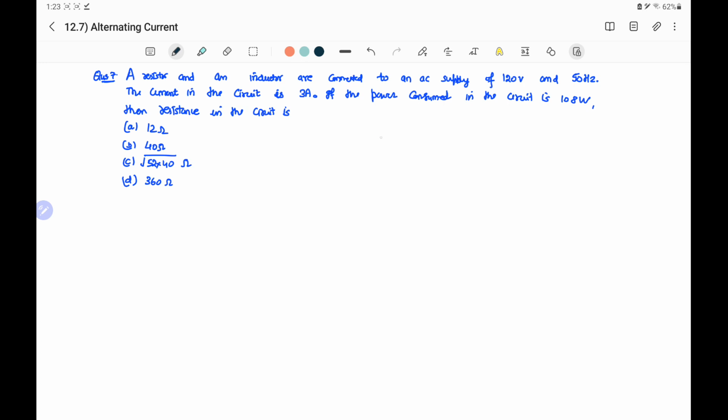So for resistor we can write that power dissipated is P equal to I square R, and this power is given 108 watt. It will be equal to current in the circuit, which is 3, so 3 square into the value of the resistor. So R will be equal to 108 divided by 3 square, that is 108 by 9, and it will be equal to 12 ohm. Hence option A is the correct option.